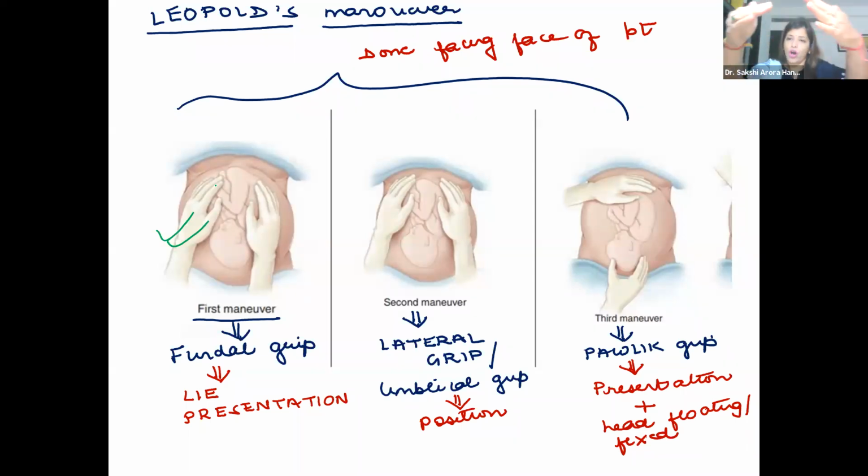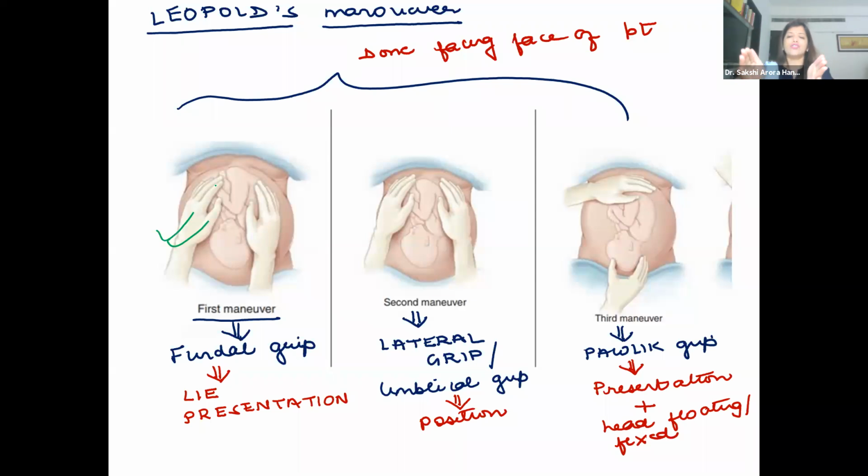Then from the fundal area, you move your hands laterally, and now you are going to palpate the sides of the uterus. When you are palpating the sides of the uterus, that is Leopold's second maneuver, and that is called the lateral grip, or the umbilical grip. Still, your face is towards the face of the patient.